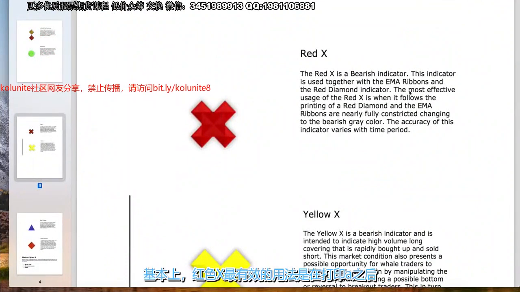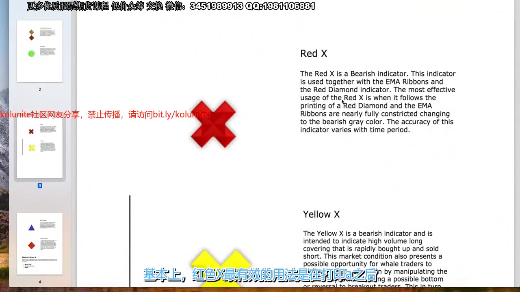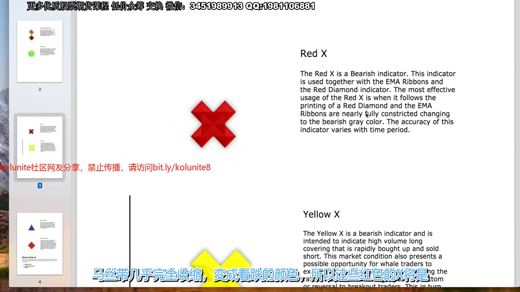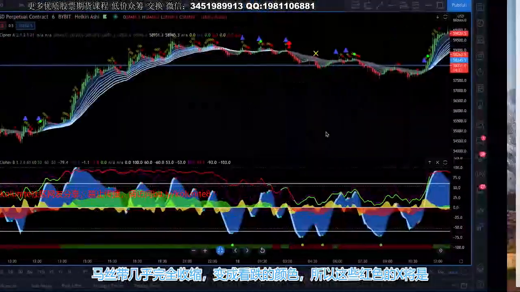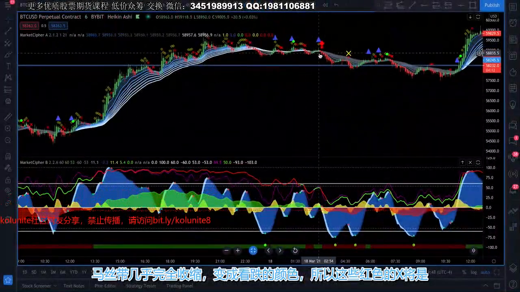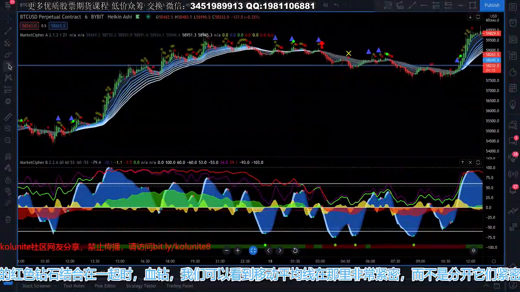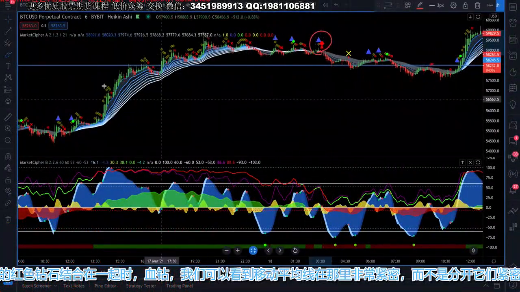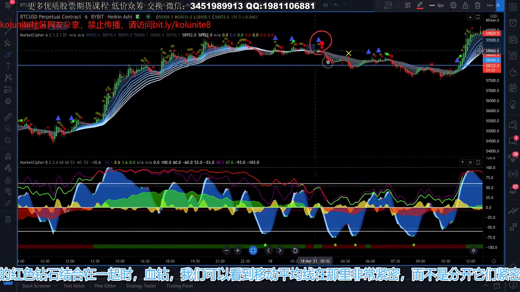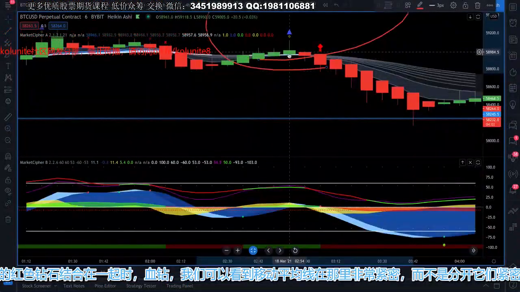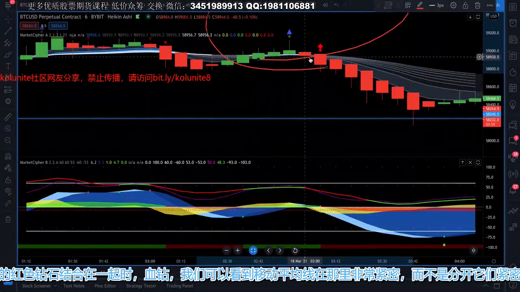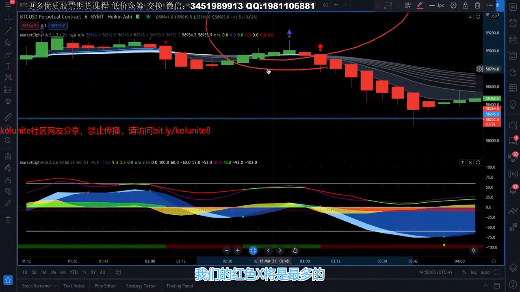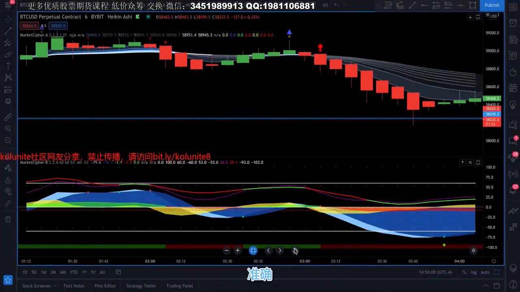And basically, the most effective usage of the red X is when it follows the printing of a red diamond and the EMA ribbons are almost fully constricted, changing to the bearish color. So these red X's are going to be the most accurate when they're combined with a red diamond like this, a blood diamond, and we can see our moving averages are very tight together, right? They're not spread apart, they're tight together, and they are turning gray. That is when our red X is going to be the most accurate.